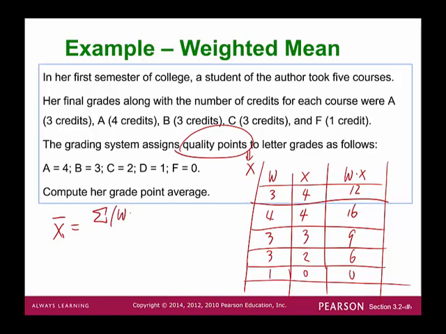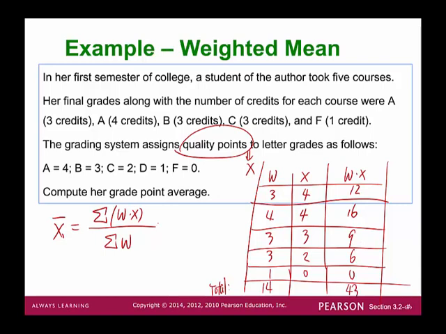Now in order to calculate the weighted mean, sample mean equals the summation of W times X over the summation of W. So you need to sum up 2 things. You get the total of the weights, total credits, 7, 10, 14, right? 14 credits. And you also sum up the products. 12 plus 16, 28, adding 9, 37, adding 6, 43.